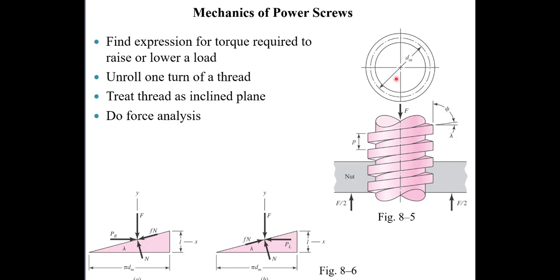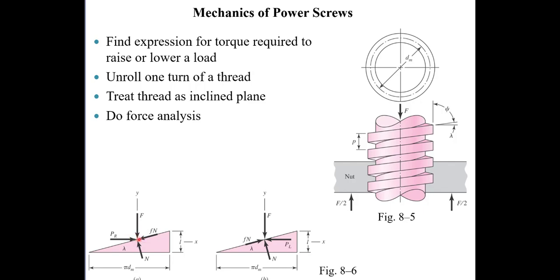We identify the mean diameter, which is the midpoint of the thread width, and we ask ourselves how much torque is required to raise the load F. The approach that we take is to completely unwrap a thread from around the axis of the power screw. If we do that, since the diameter is dm, the distance of unwrapping is pi times dm, and that lead angle is lambda, and we know that the force F is acting downwards, and we are trying to push that force.